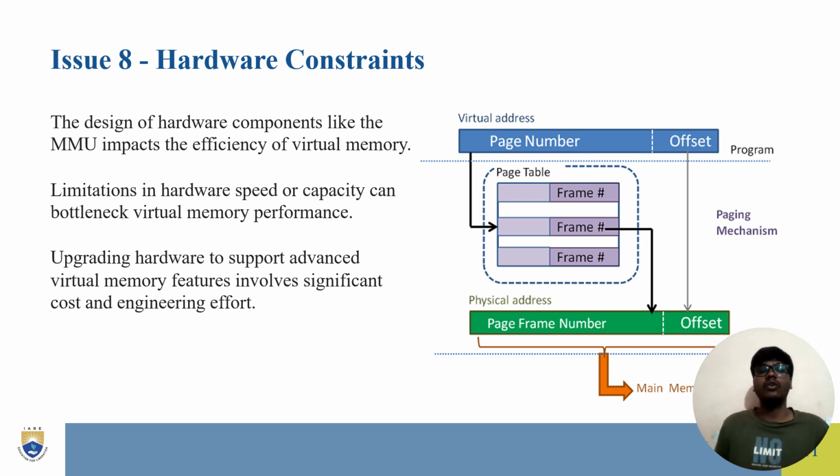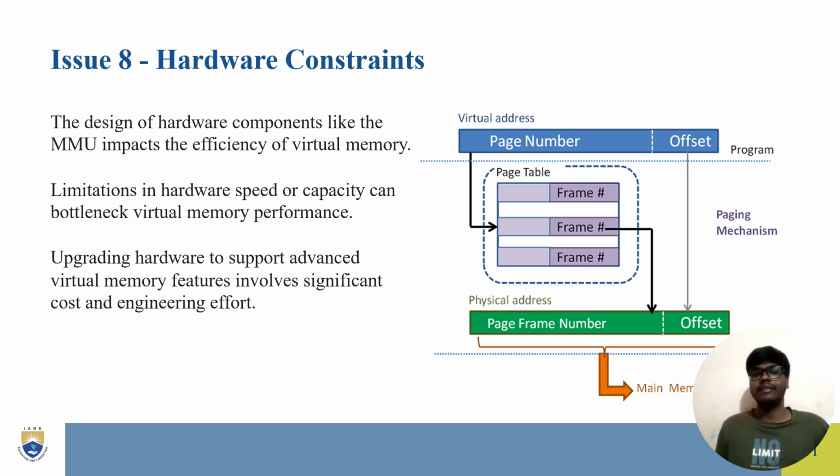Issue 8, hardware constraints. The design of hardware components like the MMU impacts the efficiency of virtual memory. Limitations in hardware speed or capacity can bottleneck virtual memory performance. Upgrading hardware to support advanced virtual memory features involves significant cost and engineering effort.